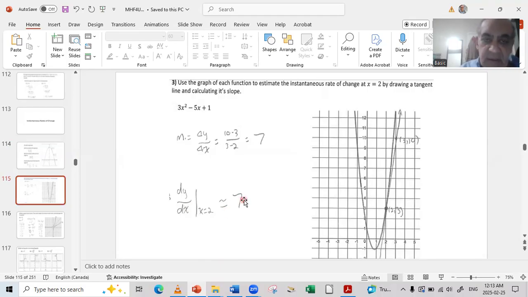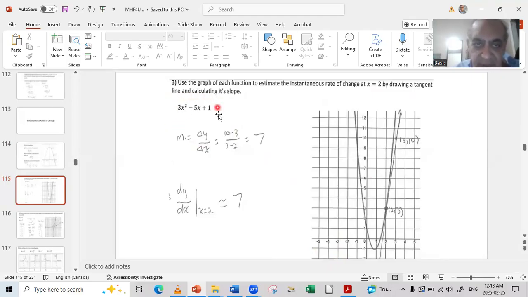Same thing here, and I will get the graph as well. Use a graph of each function to estimate the instantaneous rate of change at x equals 2, by drawing a tangent line and calculating its slope. So if I draw the tangent line, I will get the slope of it.